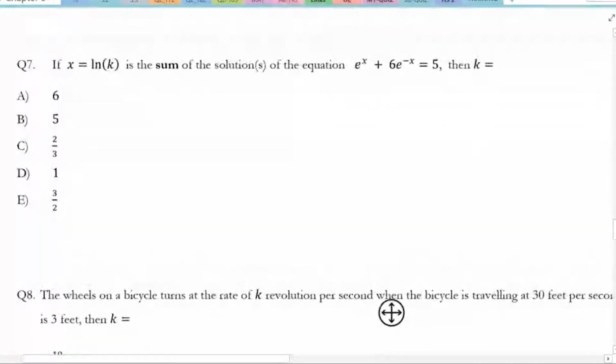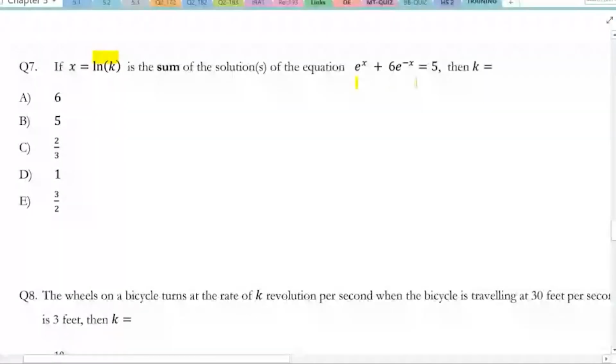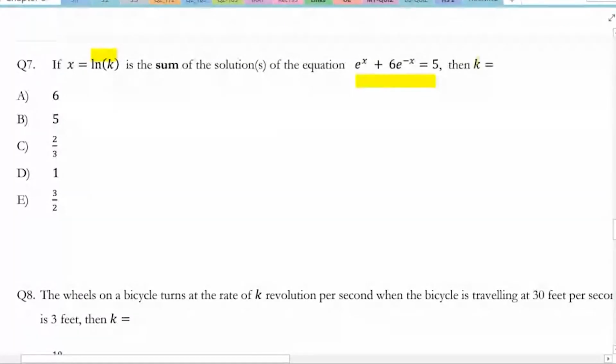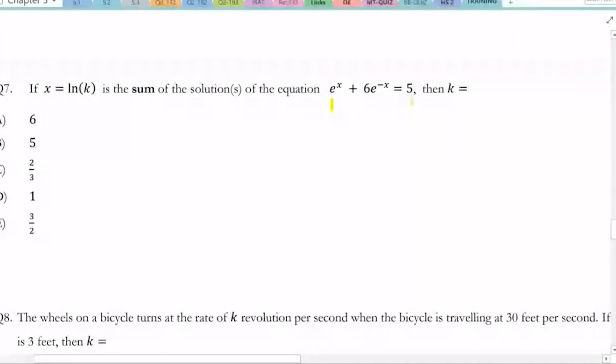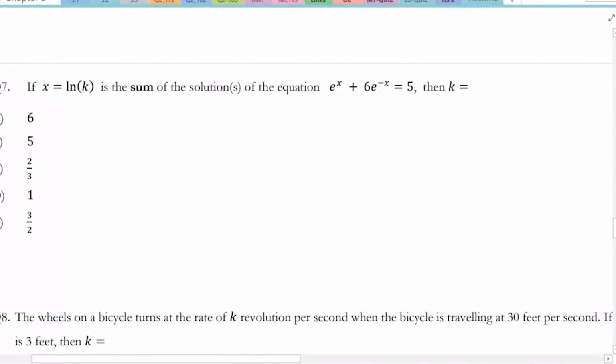Number 7. Here the question says if x is equal to ln of k is the sum of the solution of the equation, then what is going to be k? Now, in other words, what we need to do is to solve this exponential equation. How do we solve the exponential equation?